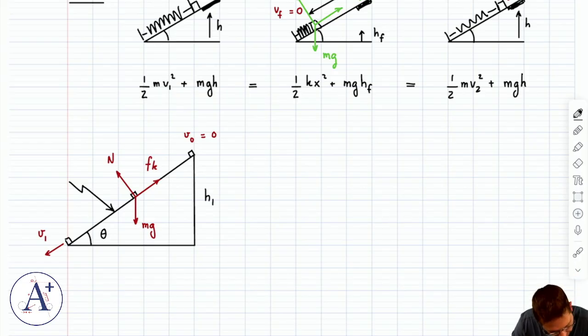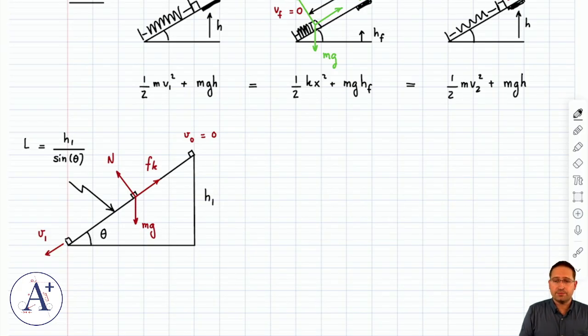Sine theta would be h1 over L, so h1 over sine theta is going to be equal to this length L. I'm going to call it L1 for that matter. Hopefully that's fair. Okay, now I need that because I need my displacement as I slide down.